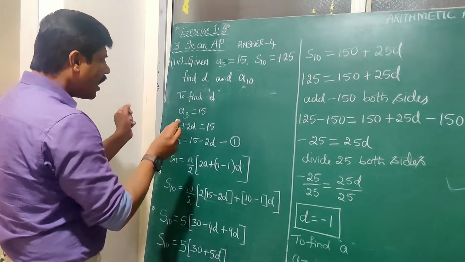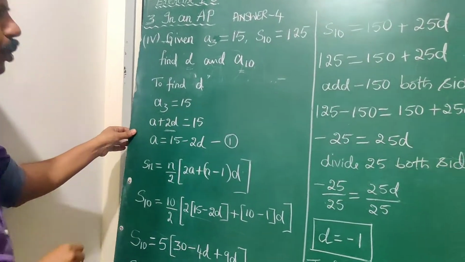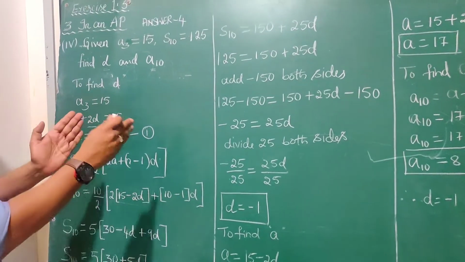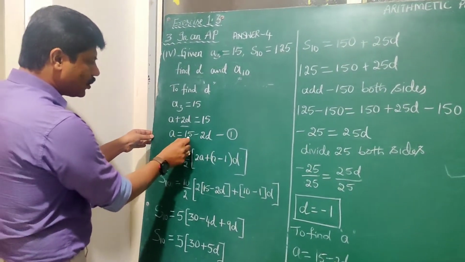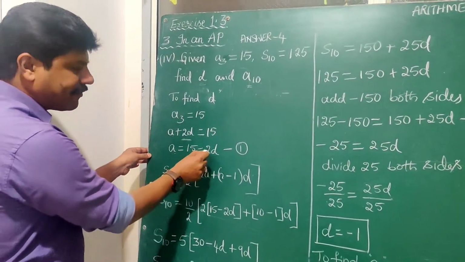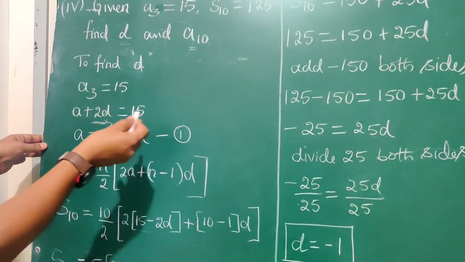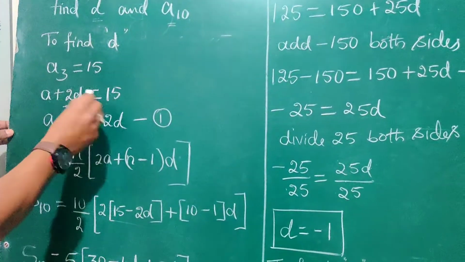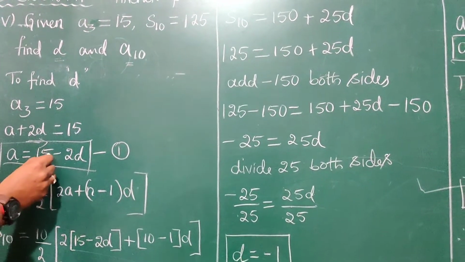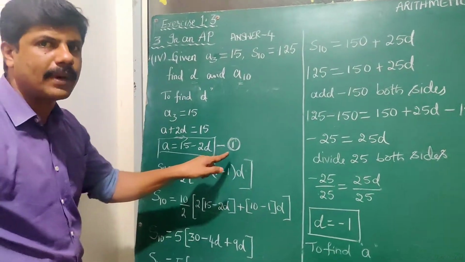Now, after transferring 2D to the other side, you know how we transfer: by subtracting from both sides we will get A is equal to 15 minus 2D. How did we get A is equal to 15 minus 2D? Because we have transferred 2D to the other side, by adding minus 2D to both sides. That's all we can do here. You mark this as equation number 1.